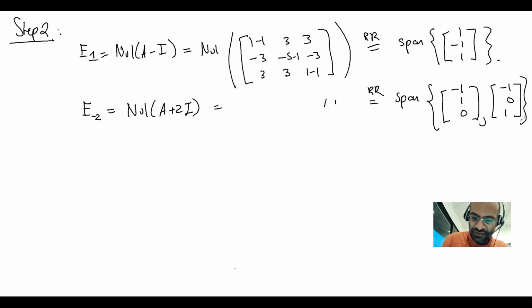And I should say, the exact bases are not unique, right? Because you can have many different bases for a vector space. But these are some bases that you get if you do the method of finding a basis of a null space that we discussed earlier.